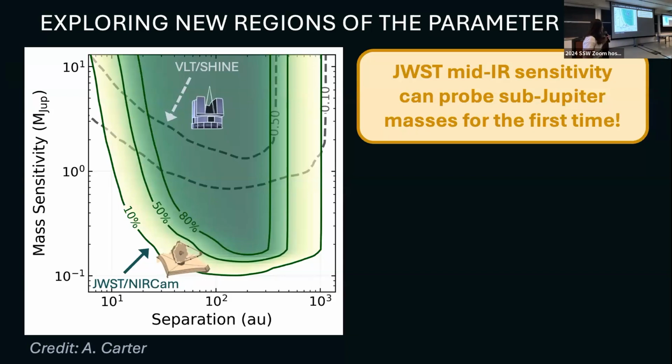And finally, I wanted to end on a slightly more optimistic note, which is that with James Webb, as I've just shown with the detection of EBS in the AB, we are actually finally probing a new part of the parameter space of really cold, low-mass planets that have been inaccessible so far. In particular, this is a plot from one of Aaron Carter's James Webb programs, comparing the detection limits from the VLT SHINE survey to what we can do with James Webb for the Beta Pictoris moving group. And you can see that with Webb, we're finally able to probe sub-Jupiter masses for the very first time.